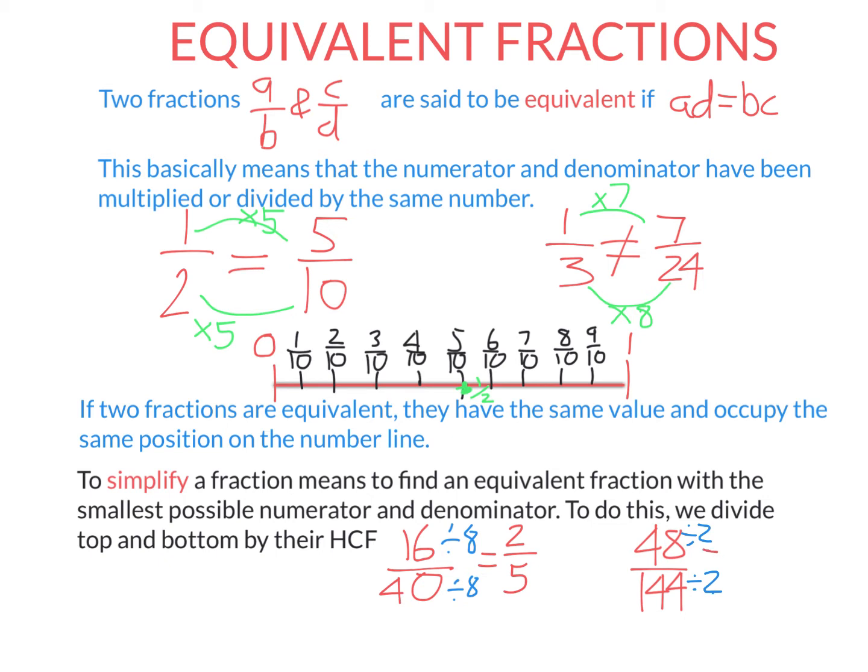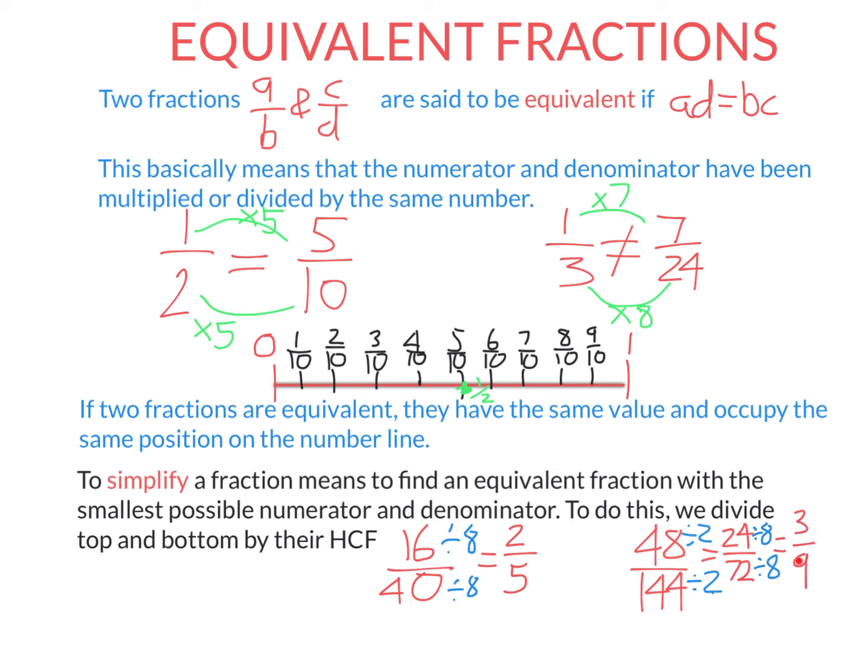So 48 divided by 2 is 24, and 144 divided by 2 is 72. But this is not simplified yet because these two numbers still have a common factor. So what I'm going to do now is find another common factor. 24 and 72 have a common factor of 8. So I'm going to divide top and bottom by 8. 24 divided by 8 is 3, and 72 divided by 8 is 9.